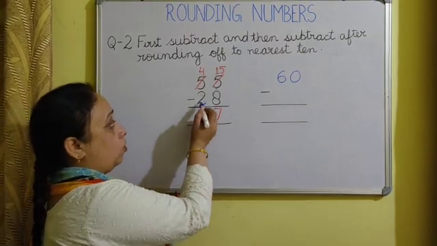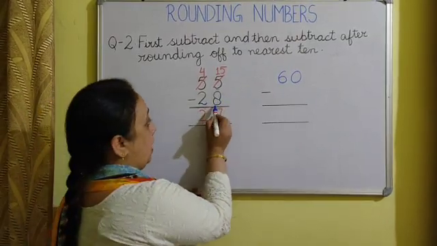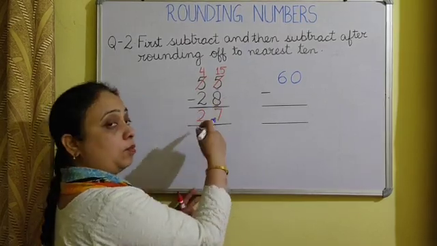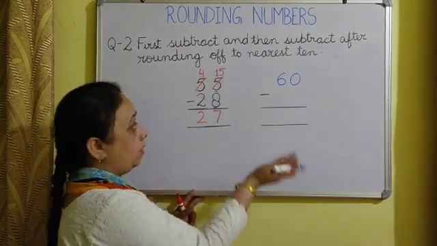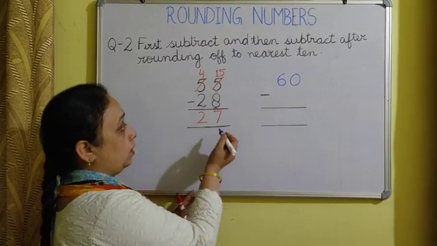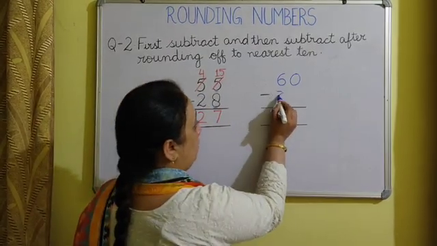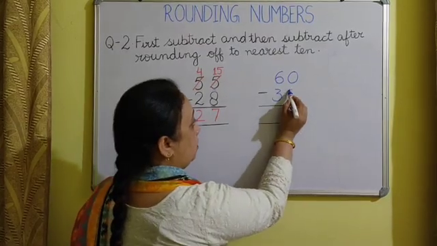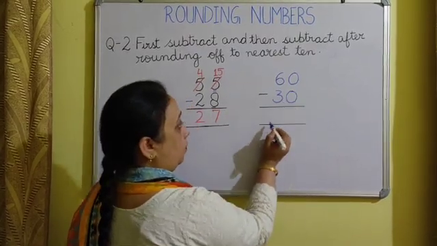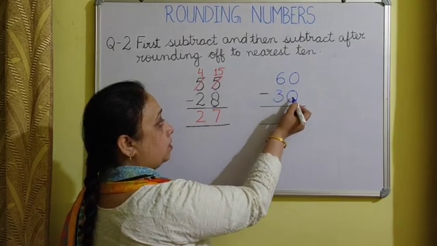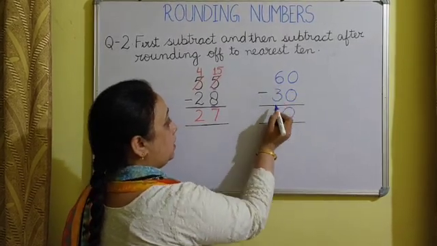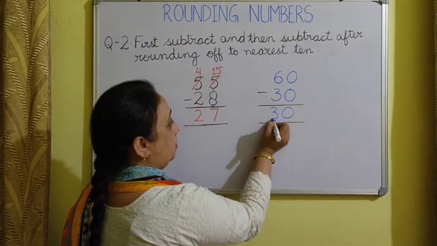Then we have to round off 28. Again, have a look to the right, that is the ones place here. This is more than 4. So we will add 1 to 2 here. 2 plus 1 is 3. And in place of 8, we are going to write 0. Find the difference. 0 minus 0 is 0 here, and 6 minus 3 is 3 here.